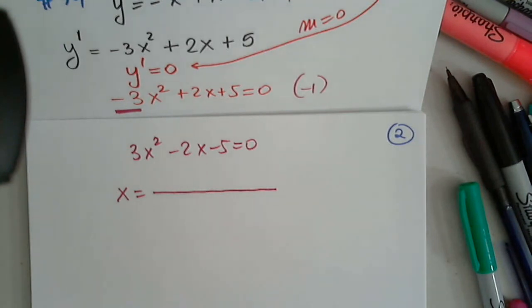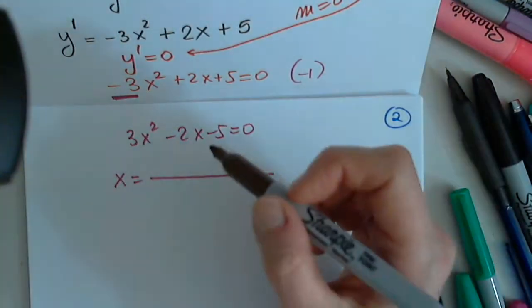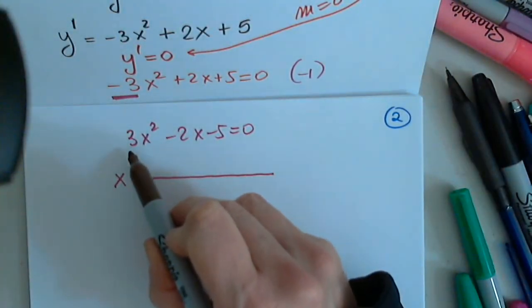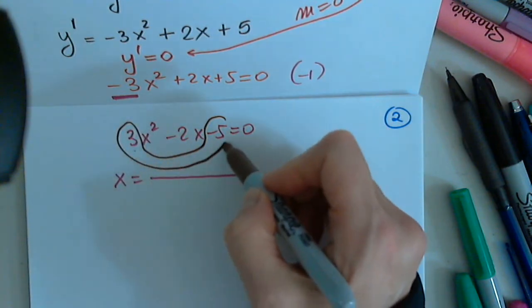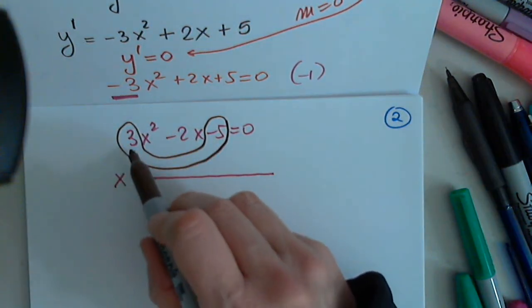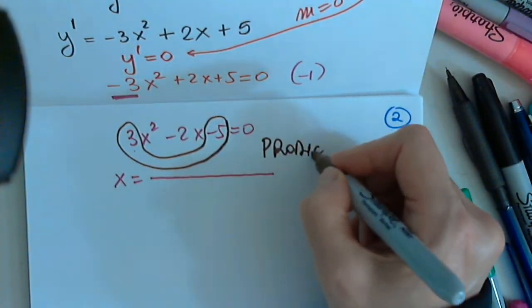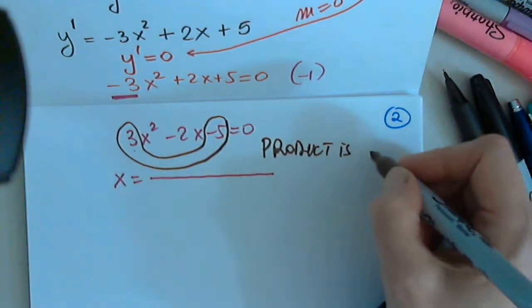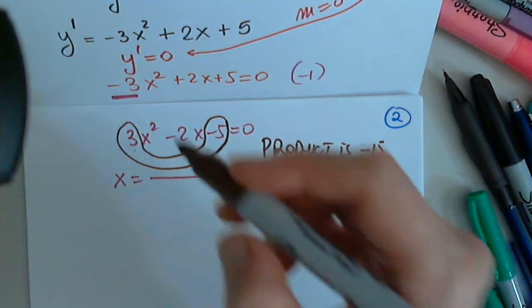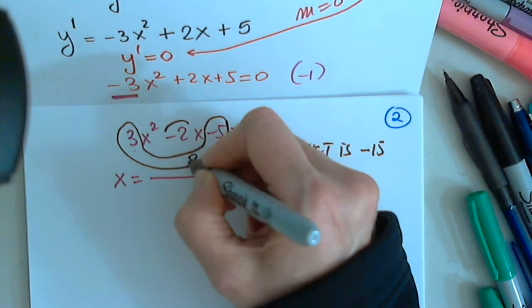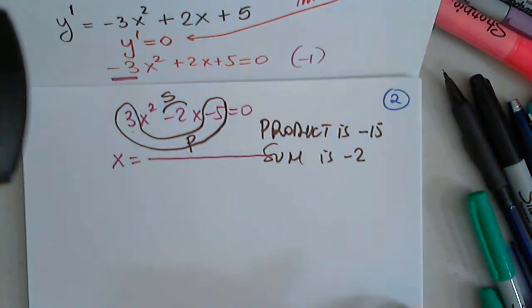Factoring. Okay, so here's the method that I like to present about factoring when the leading coefficient is not 1. I multiply these two because the leading coefficient is not 1. So then the product is -15. The sum is always this number. So this is the product and this is the sum. So the sum is -2.